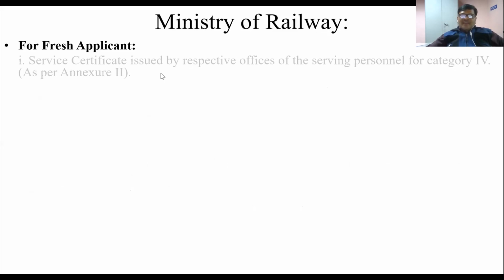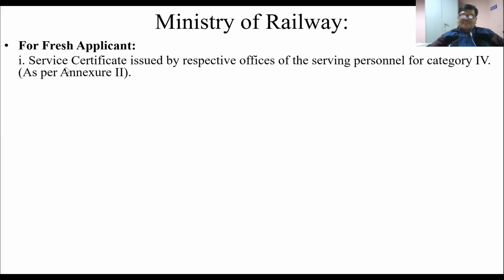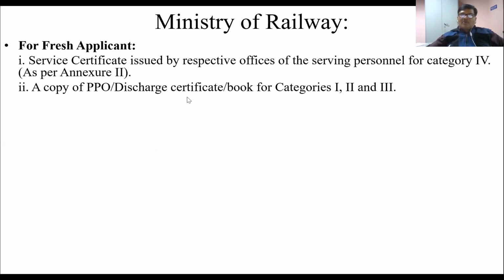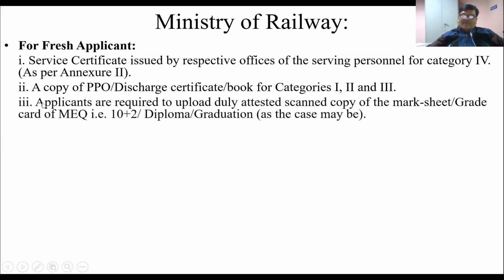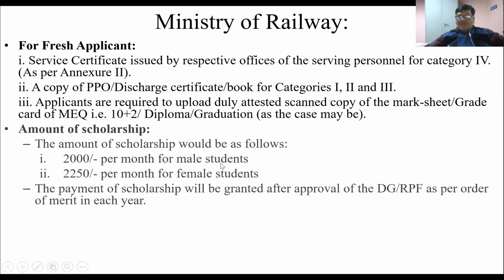Then those whose parents are working with the railway ministry are also getting certain kinds of scholarship. Fresh applicants require the service certificate of their parent if they are working in the railway ministry. Then a copy of the PPO or discharge certificate for category 1, 2, and 3, that is the cadre of your parents. Applicants are required to upload a duly attested scan copy of the mark sheet or grade card of 12th, the requirement for undergraduate students.